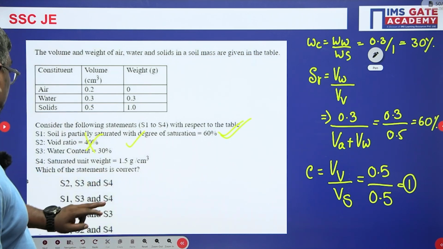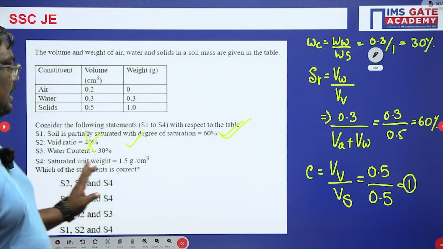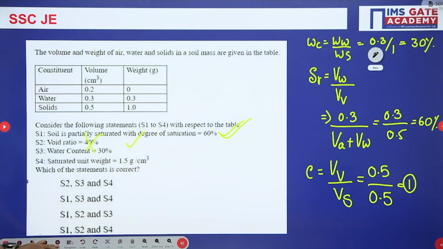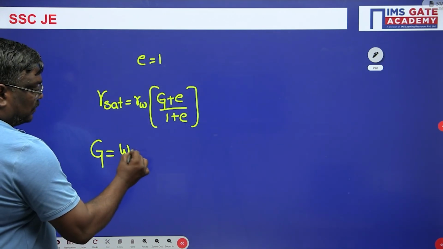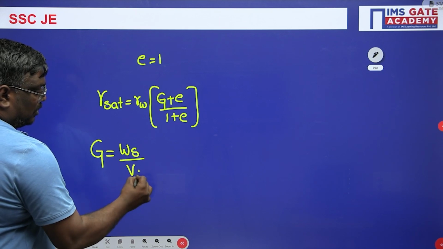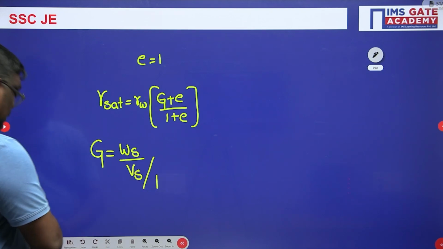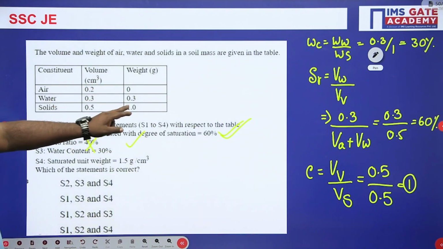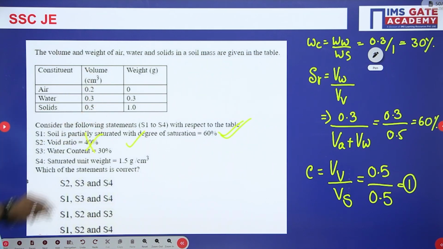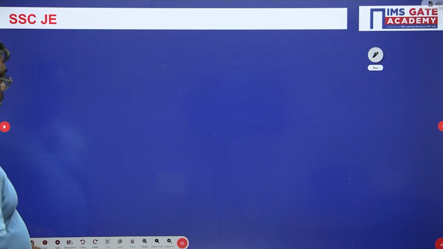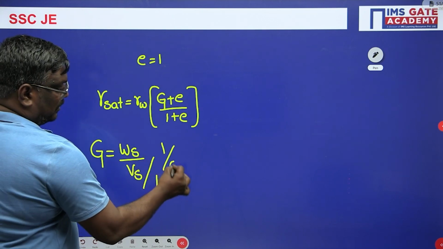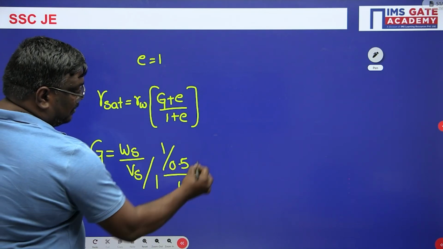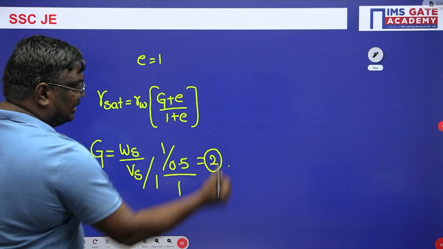Which of the following statements is correct? Sir, see, actually G we have to find out here. G is equal to what, sir? Weight of solids by volume of solids, because gamma W will be taken as 1. Now weight of solids is how much, sir? 1, and the volume of solids is how much? 0.5. Weight of solids is 1, volume of solids is 0.5, divided, so you can say G is 2.